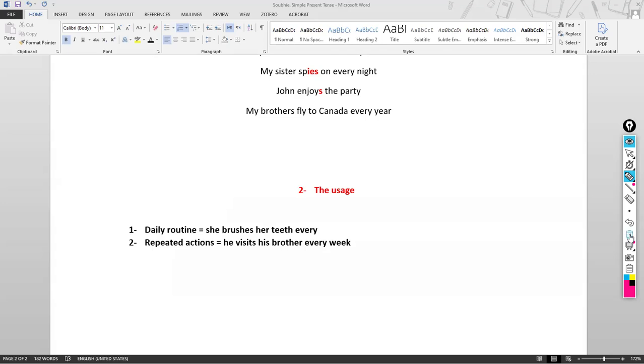Okay. Now let's talk about the third usage of the simple present tense. The third usage, Subhi, is if you want to talk about facts. When I say facts, I am talking about things that don't change at all. For example, if you want to say the cat hates the mouse. Now notice, Subhi, that the cat hates the mouse.